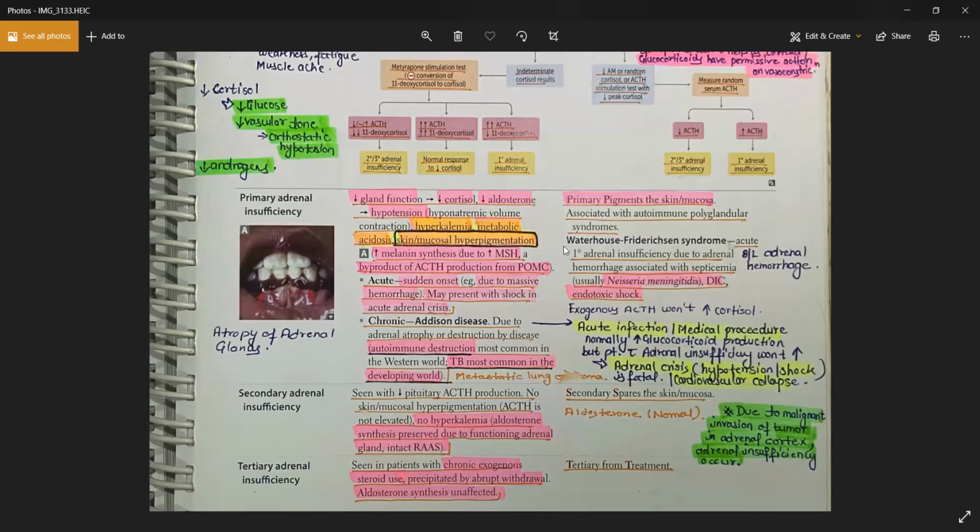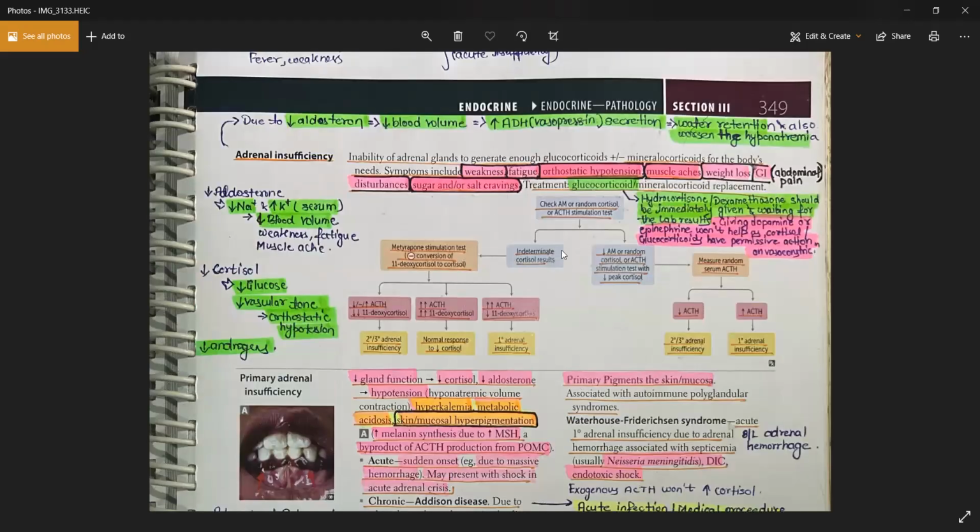And the same flow diagram is there. First we will check the random ACTH and cortisol, and the ACTH stimulation test. This test is basically used to check whether my hypothalamus, pituitary, and adrenal system is intact or not. Remember the metyrapone stimulation test? It inhibits the conversion of 11-deoxycortisol to cortisol by inhibiting what enzyme? Does anyone remember?